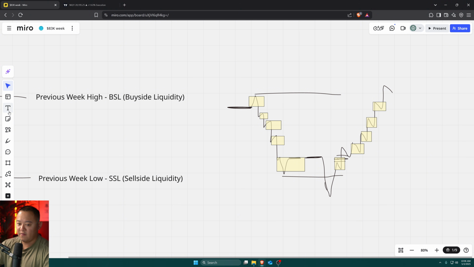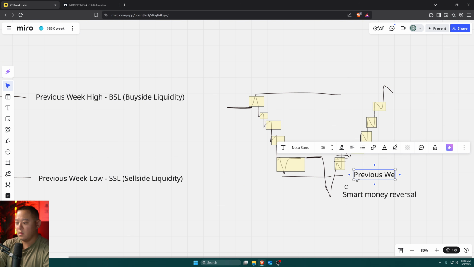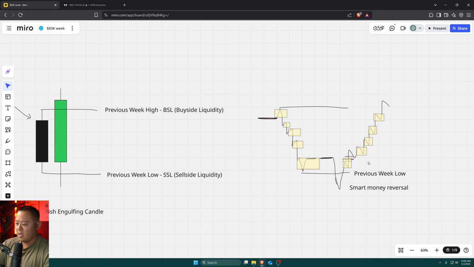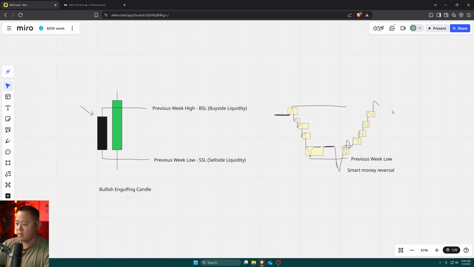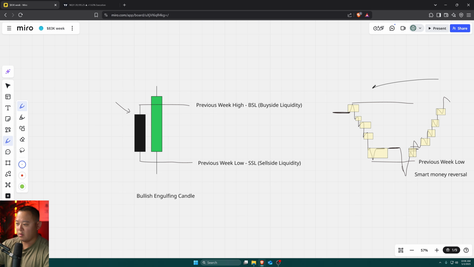This is a smart money reversal because it's taking out the previous week's low. Again, this line here is our previous week low. And what we're looking to do is just take out that previous week's high. Now, all this information is telling us that order flow is changing. So what I'm looking for on that next week, because this candlestick is so strong, is that we have a market maker buy model here. All of this is just a market maker buy model.